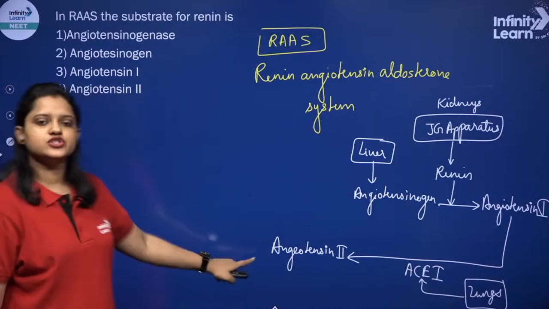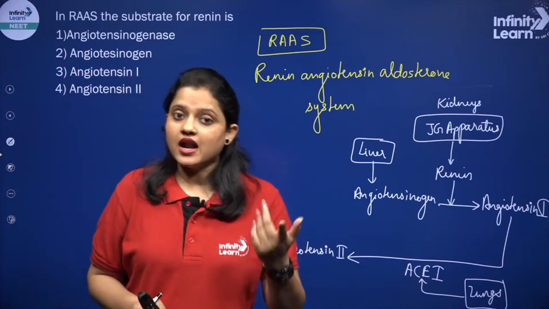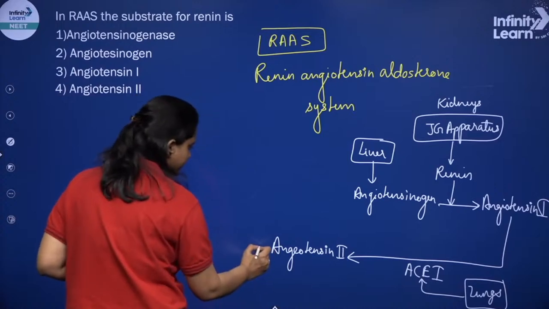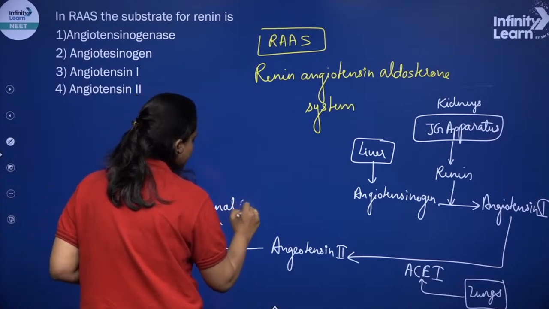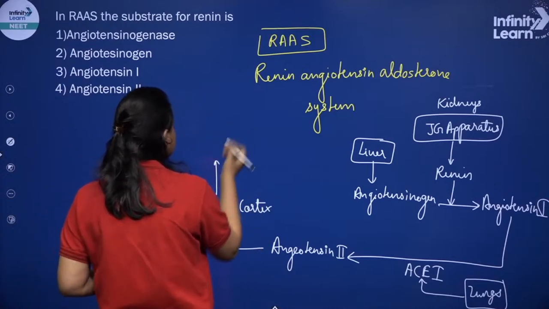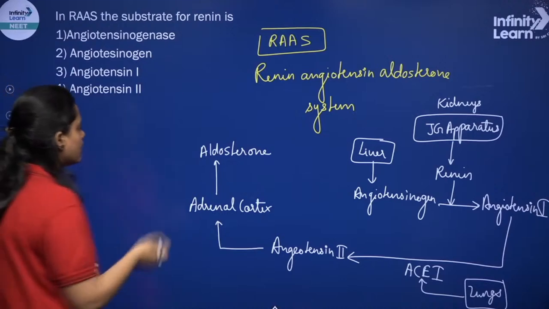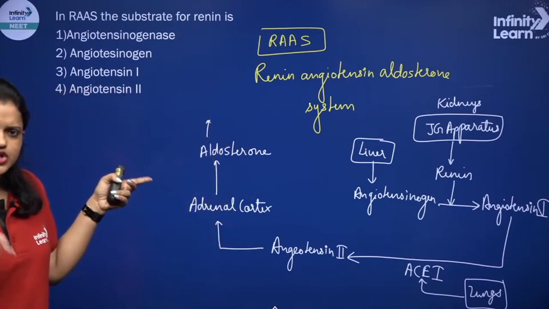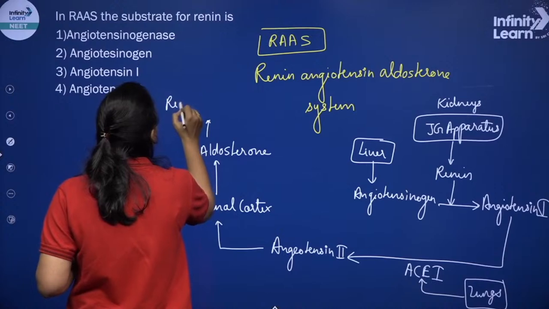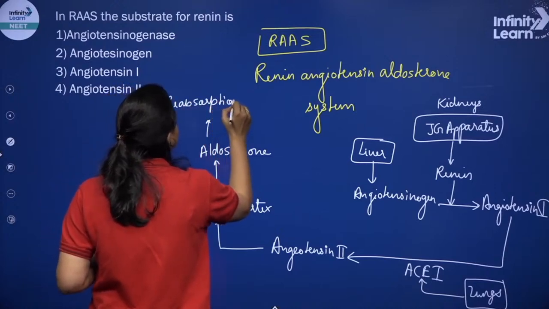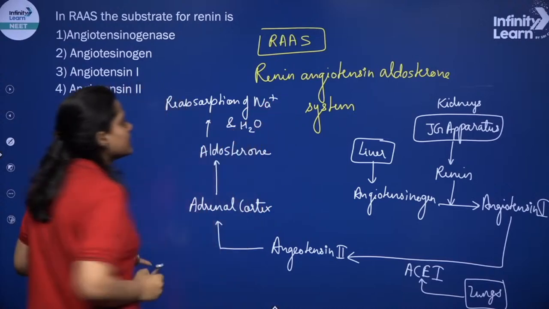Right? Now this angiotensin 2 will go to your adrenal cortex and will stimulate it to release aldosterone. Please make this flowchart, very important for your exam. Now what will this aldosterone do? This is a mineralocorticoid, so it will cause reabsorption of sodium ions and water from DCT and collecting duct.